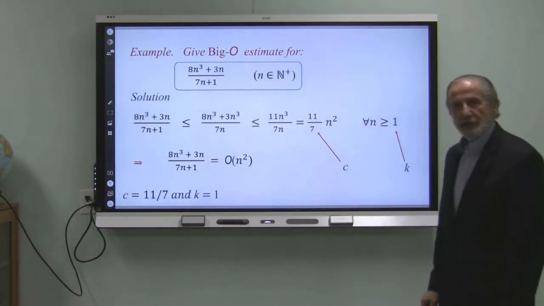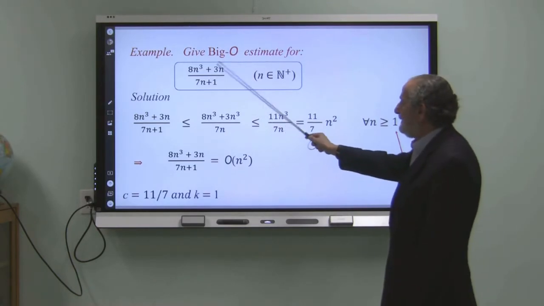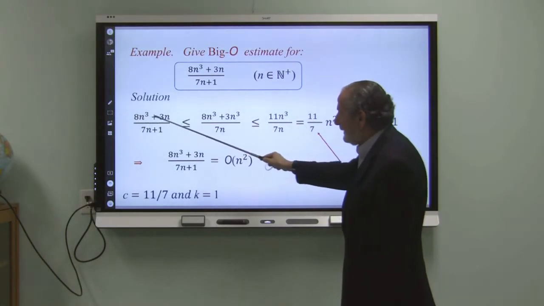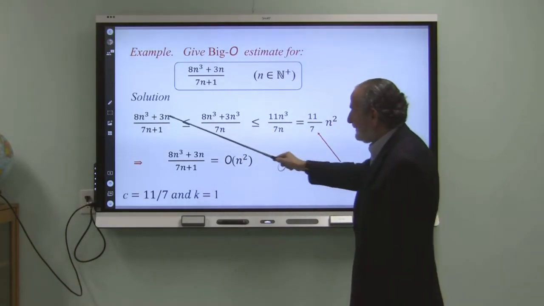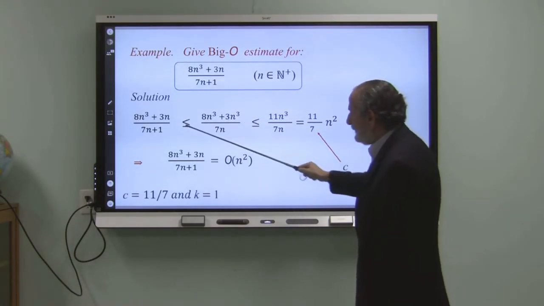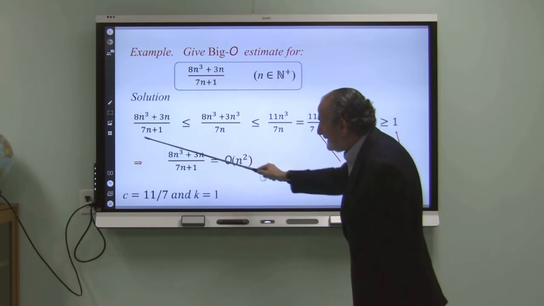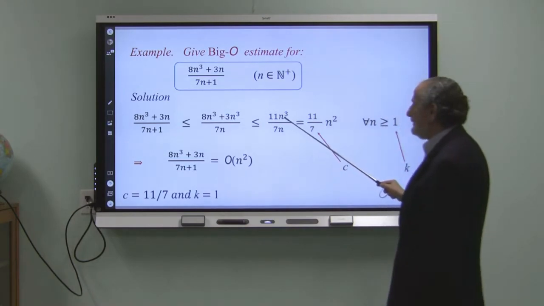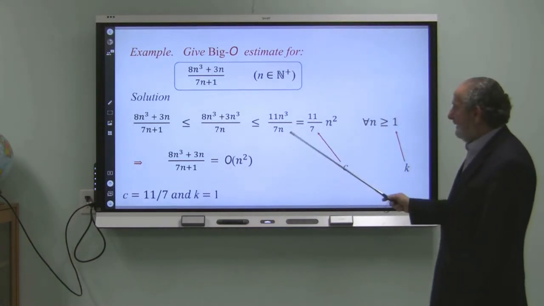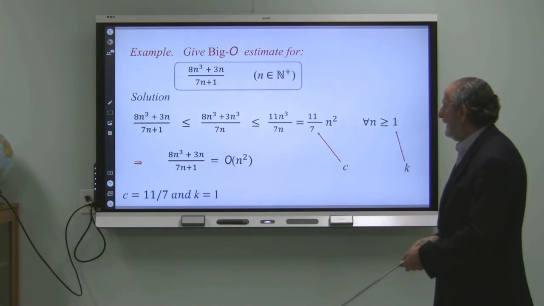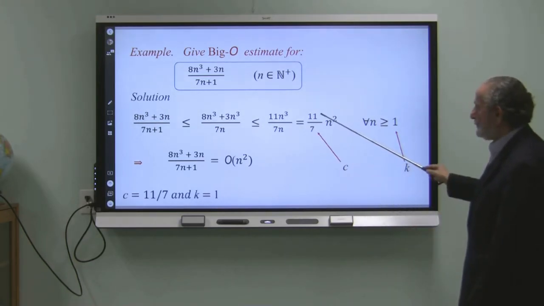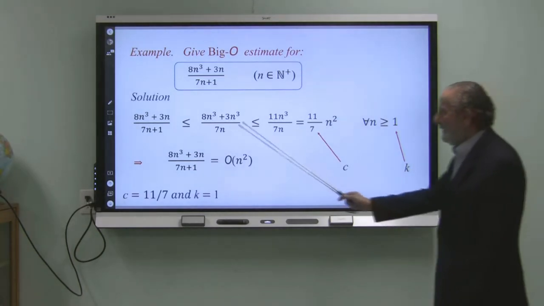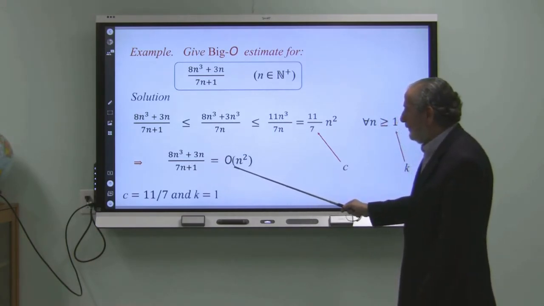Here's another example, a fraction. I want to find a big O estimate for this fraction. I put it here. Then I need to get something larger than this up here, so I replace 3n by 3n cubed. And I need to have something smaller than this, so I put 7n. So this one is less or equal than this. You add these two terms, you get 11n cubed divided by 7n. After simplification, you get c equals 11 over 7, and k is 1. Therefore, this fraction is big O n squared.